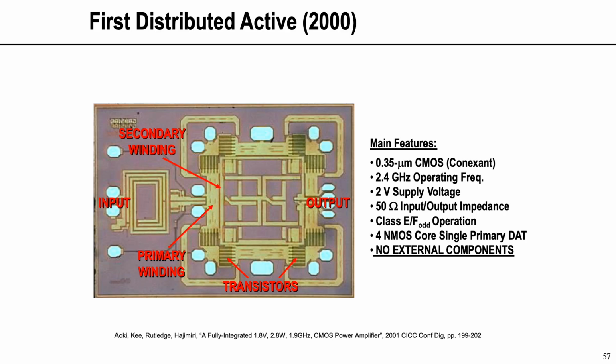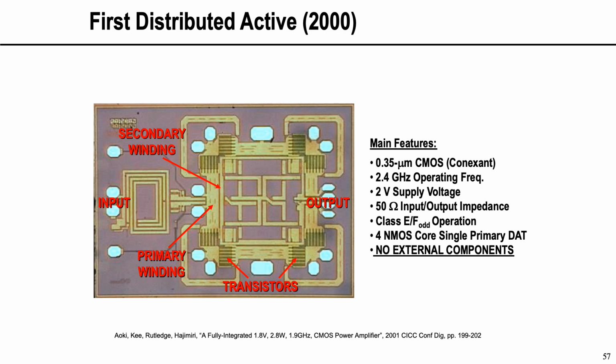So this was the first demonstration of this distributed active transformer producing a couple watts of power at 2.4 gigahertz. And you can see the different elements. These are the primaries. The thick ones are the primary slabs. There's a thinner one, the secondary slab. Inside, there is a distribution network. These are the inductors for the input matching, and this is the input Balun.